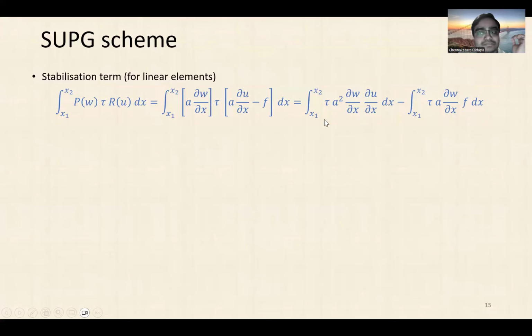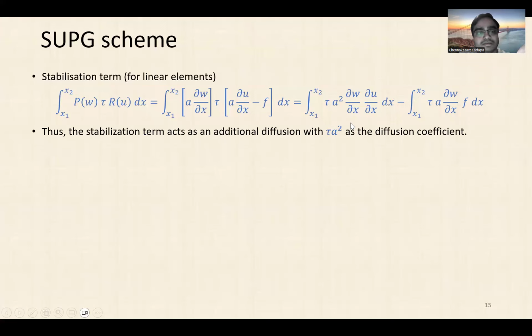What does this term correspond to? This term is very similar to the weak form that we derived for the diffusion term, right? So mu dou W by dou x dou U by dou x. Now in place of mu, we have tau A square. This is very similar to the diffusion term. So the stabilization term acts as an additional diffusion with tau A square as the diffusion coefficient. Essentially, by adding the stabilization, we are introducing artificial diffusion into the equation.